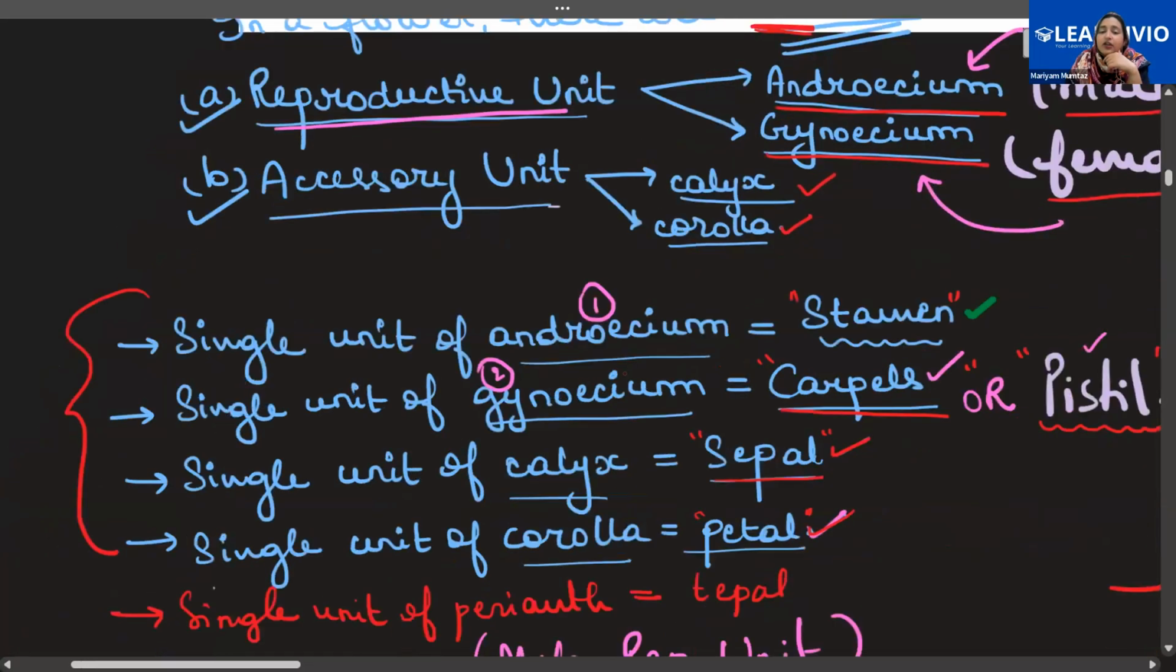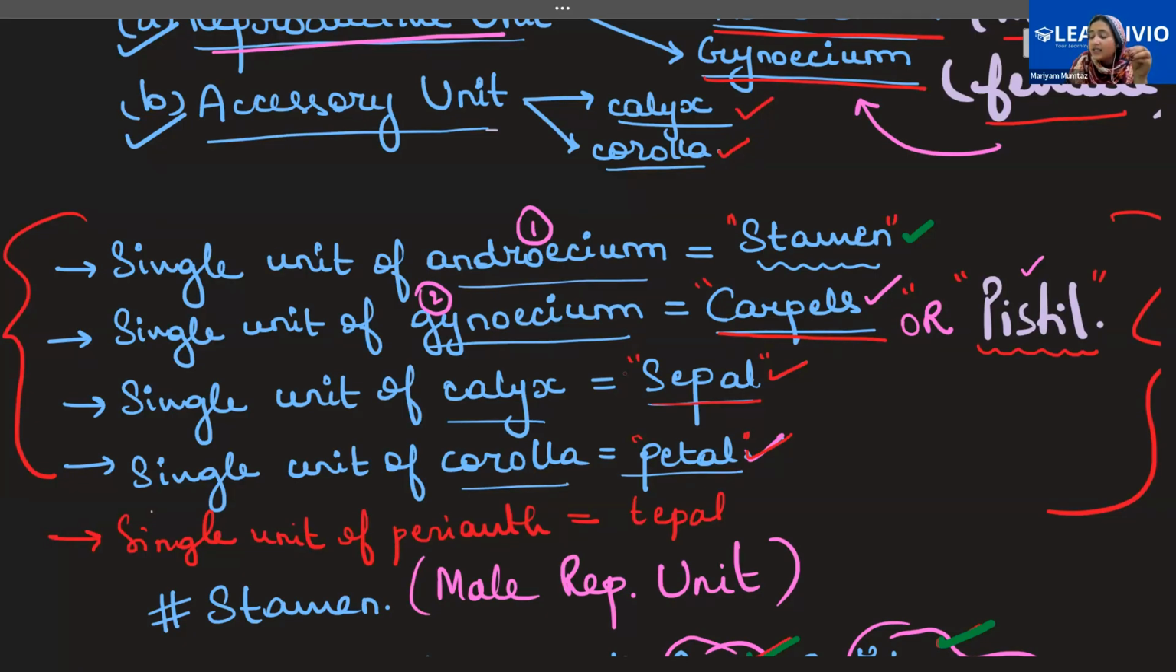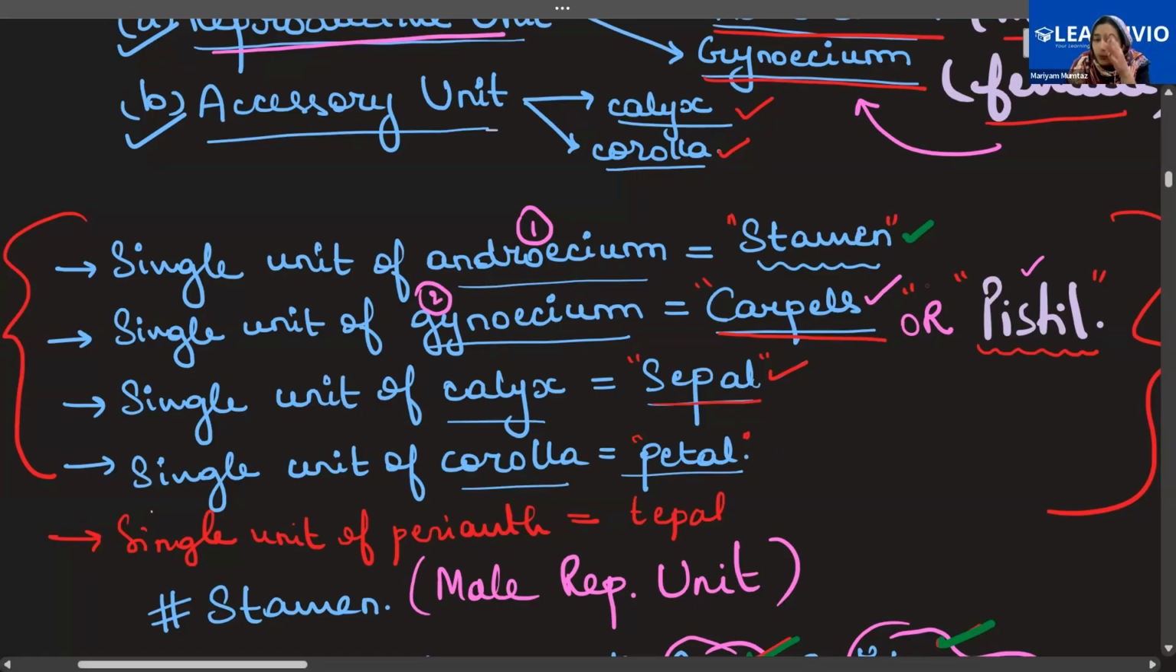So the single unit of the androecium is the stamen, one part. The single unit of gynoecium, the female part, is called a carpel, or you can call it a pistil. Single unit of calyx is called a sepal, and the single unit of corolla is called a petal. Okay, these are the single units, and you must remember the single unit of these major units.